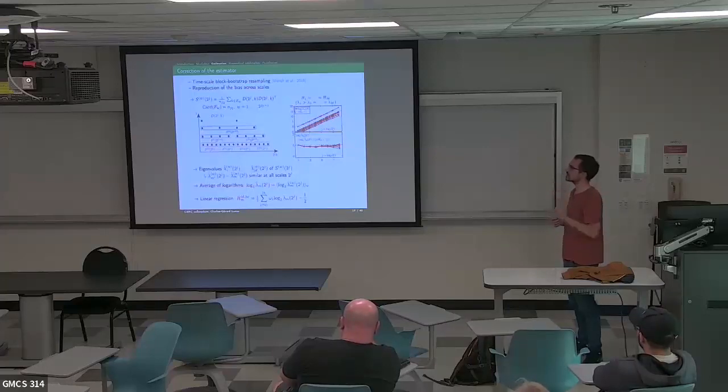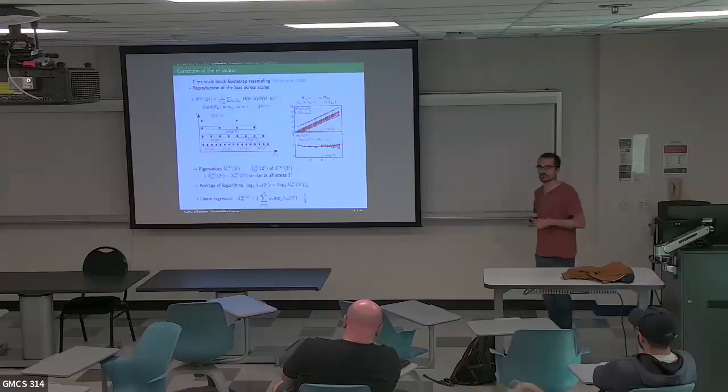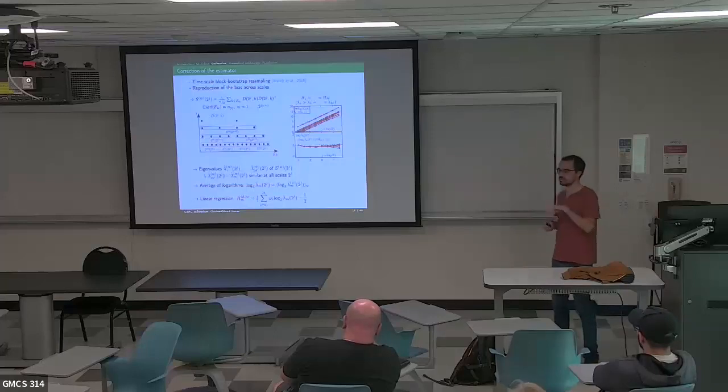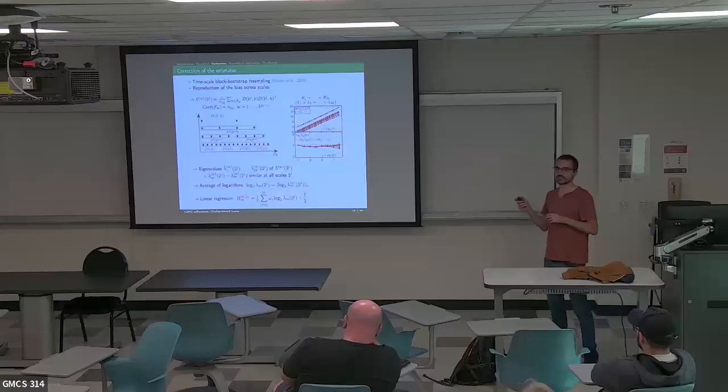Another correction has already been proposed in another work using time-scale block bootstrap resampling, but this method has an important computational cost. And thus we propose an efficient method that consists of reproducing the bias of the eigenvalues across scales.